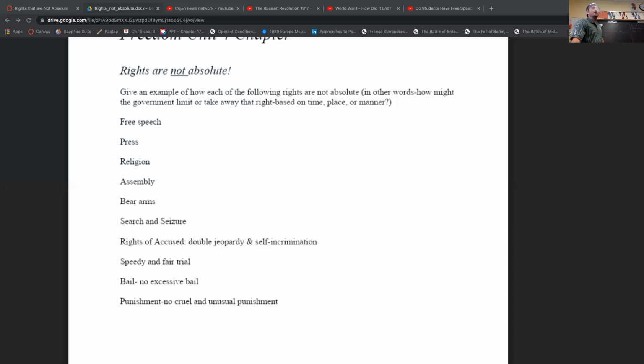Good. Religion. What do we have here? Religion. Tanner, what do you have for religion? In 1990, the Supreme Court tried to make a decision to limit our right of free religion. Okay, how so? I couldn't find the actual case, but there was an act made to counter it called the Religious Freedom Restoration Act, and it was to override that.